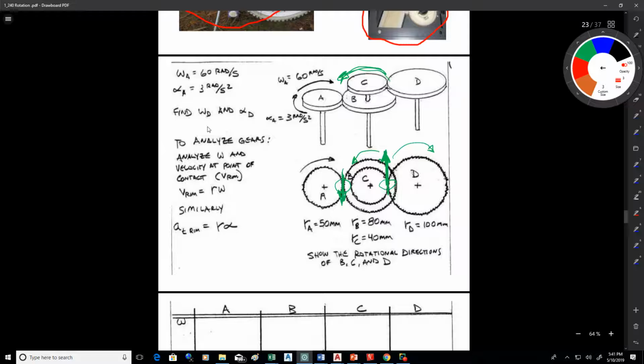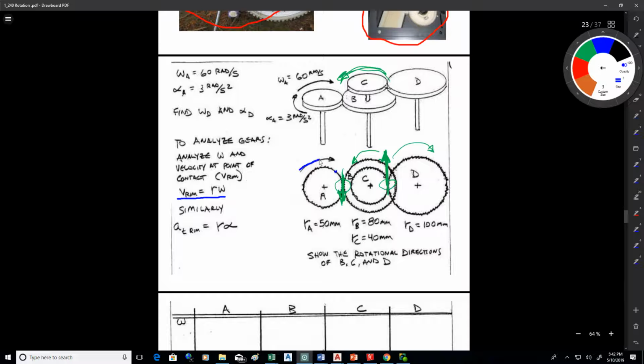Let's first look at how these things are going to turn. The way you work your way from one gear to another is you look at the rim speed or rim velocity, which is the velocity of a point on the rim of the wheel. And that's found by using v is r times the angular speed, omega.